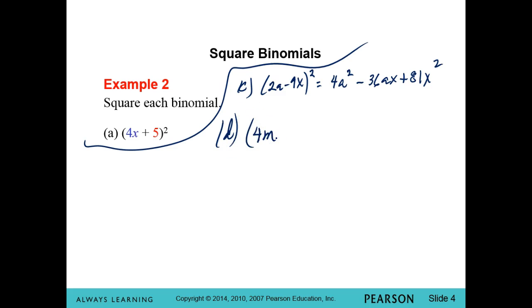4m plus 1/2, squared. We love our fractions, don't we? What are we going to do with that? Can we do that? Sure we can. It's just a number like any other number. So what would you do? 16m squared plus, got the sign right. 2m is 4m times 1/2. I'll agree with that. But double it and you get 4m.